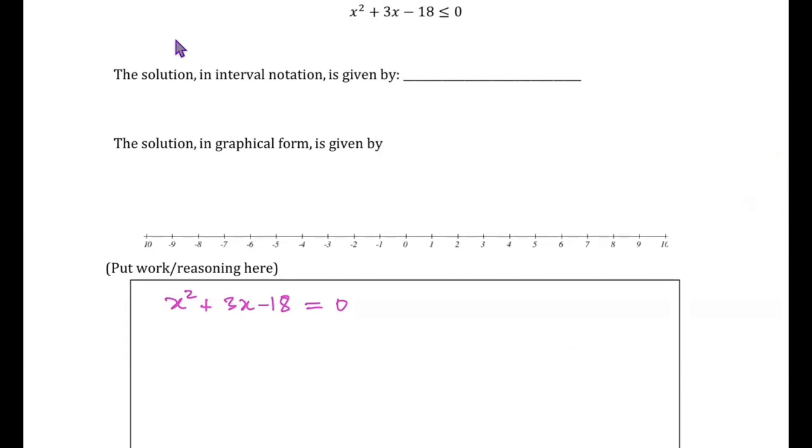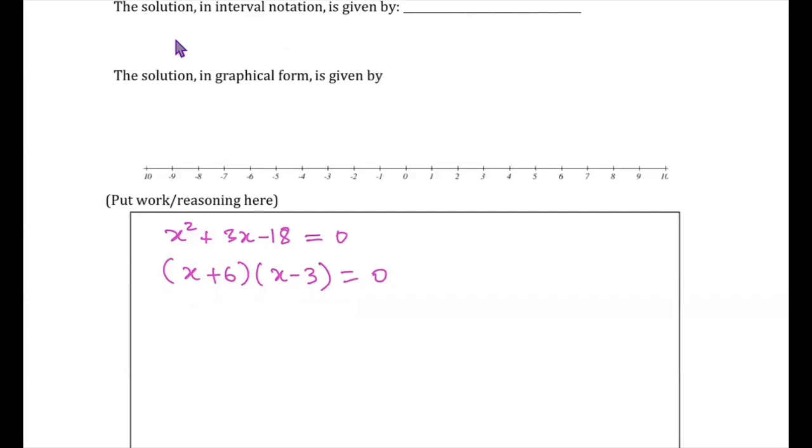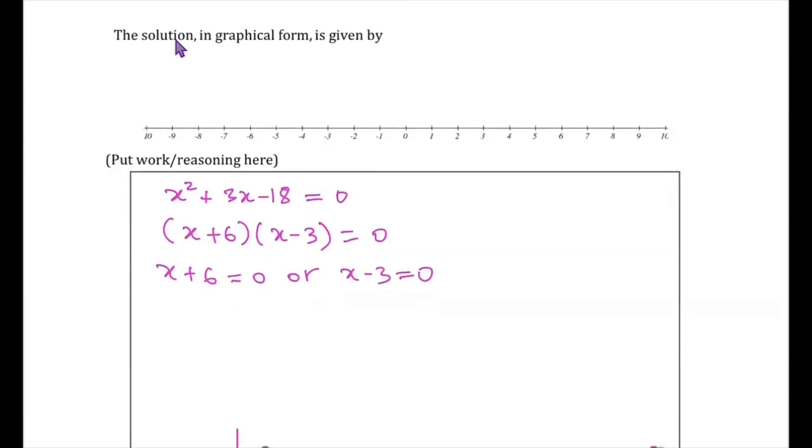Now, this expression in factored form will be x plus 6 times x minus 3 equals 0. And when we use the zero product property, we will have x plus 6 equals 0, or x minus 3 equals 0. So two solutions will be found: x equals -6 or x equals +3.